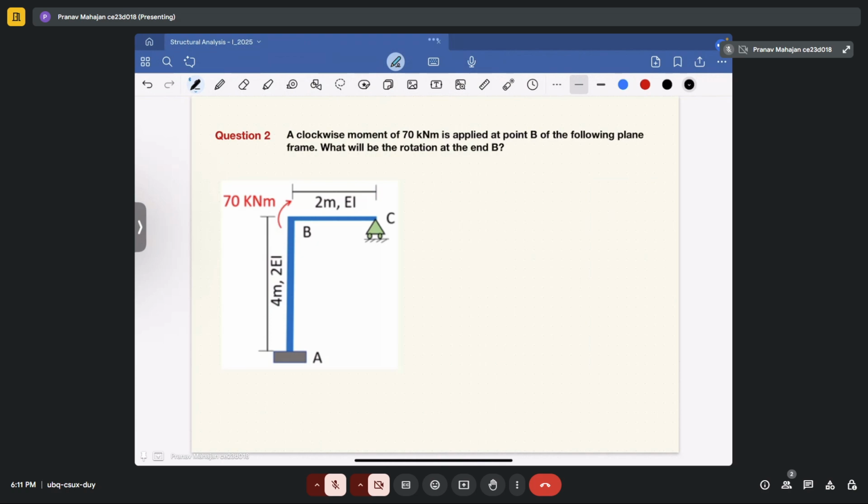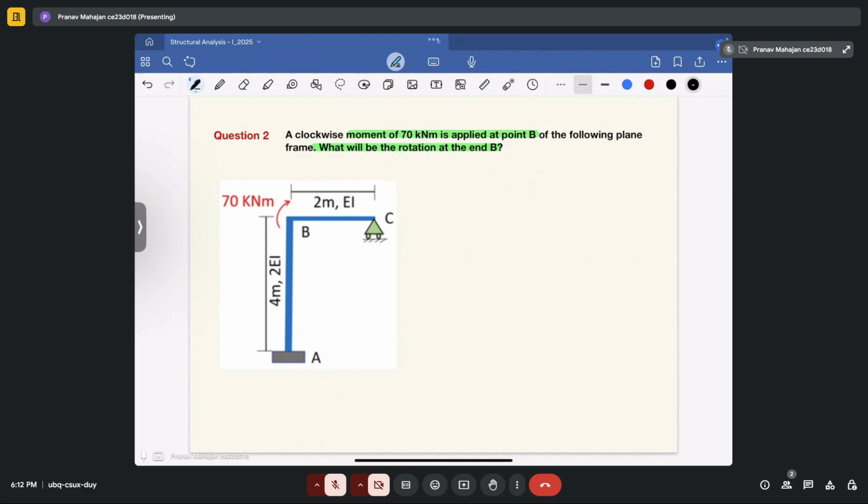The first problem: a clockwise moment of 70 kilonewton meter is applied at point B of the following frame. Then what will be the rotation at the end B? Due to the application of the moment in this question, you are expected to calculate the rotation at the end B. To determine the rotation at the end B, first we will determine the rotational stiffnesses.